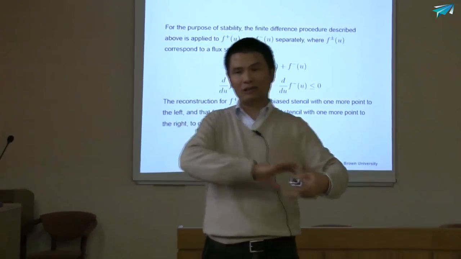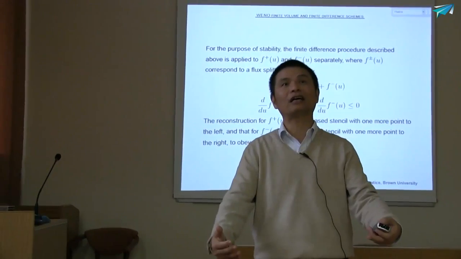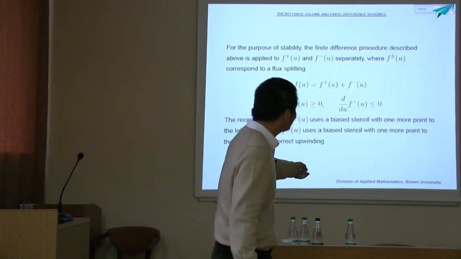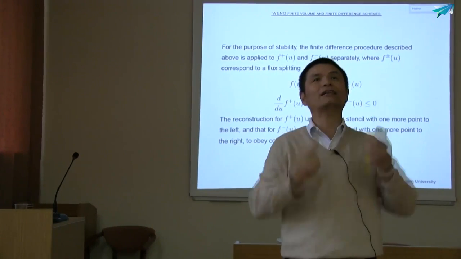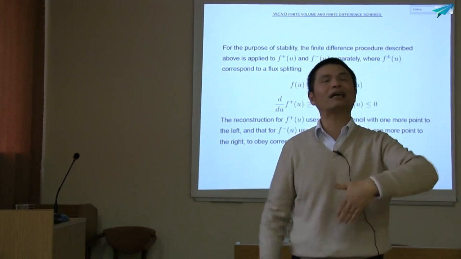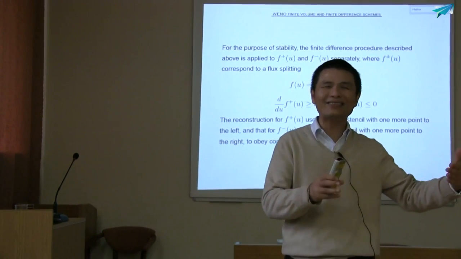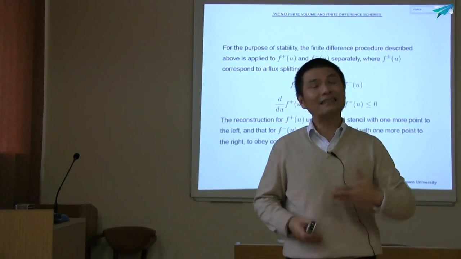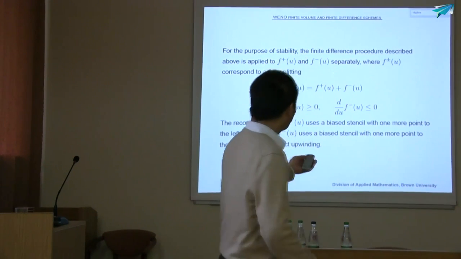And I use the other stencil, which is biased to the right, to do another reconstruction to get the corresponding flux for this part, and I add these two numerical fluxes together. So in other words, instead of doing just one reconstruction, I do two. But for the finite volume you also have to do two, right? You do the reconstruction for U minus, you do the reconstruction for U plus. This time you do two, but based on different point values.